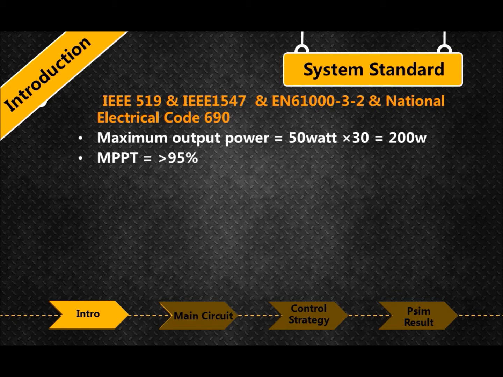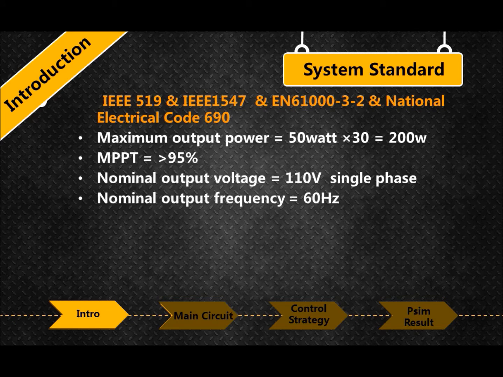Here are some system standards for our whole design: IEEE 519 and IEEE 1547, EN 61000-3-2, and National Electrical Code 690. The maximum output power is supposed to be 200 volts, and the MPPT factor is supposed to be above 95%. Our nominal output voltage should be 110 volts for single grid, and the nominal output frequency is supposed to be 60 Hz.